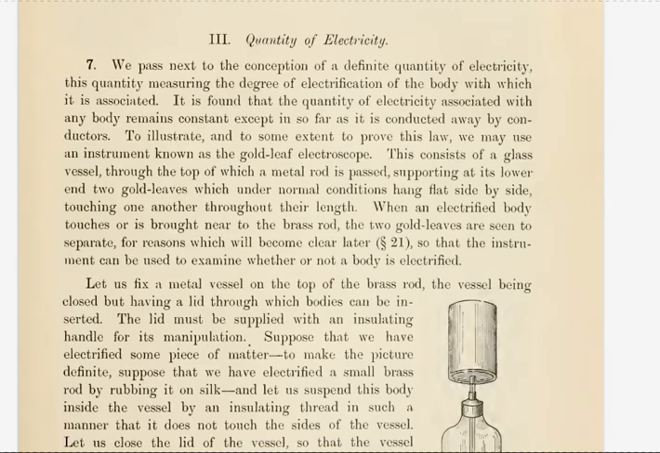Quantity of electricity. 7. We pass next to the conception of a definite quantity of electricity, this quantity measuring the degree of electrification of the body with which it is associated. It is found that the quantity of electricity associated with any body remains constant except in so far as it is conducted away by conductors.